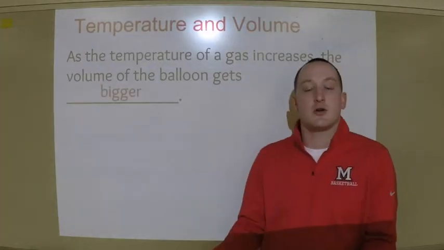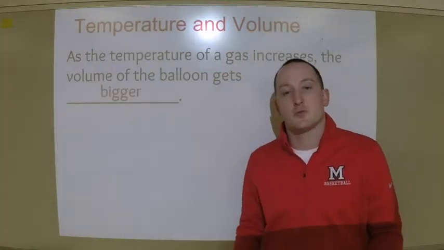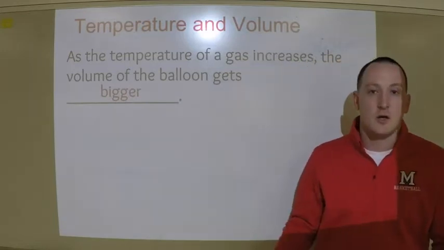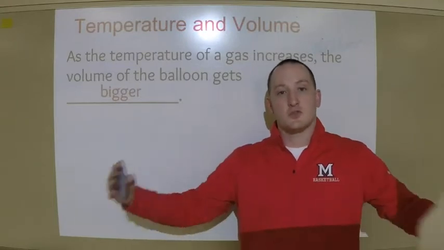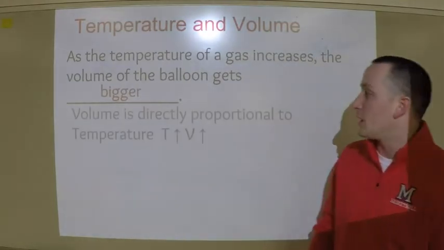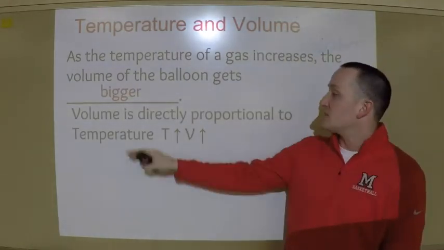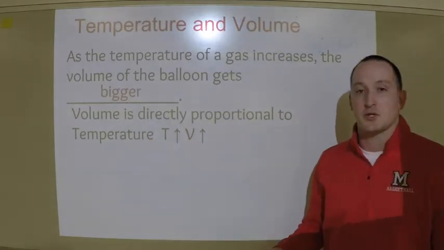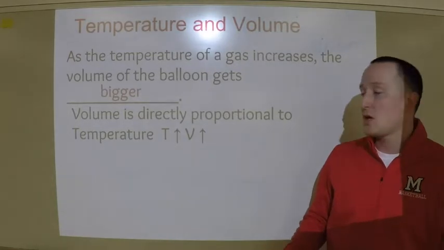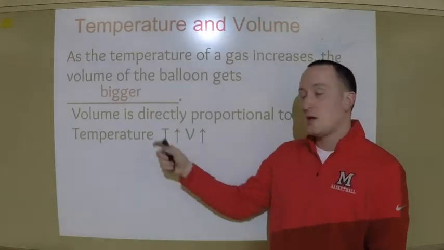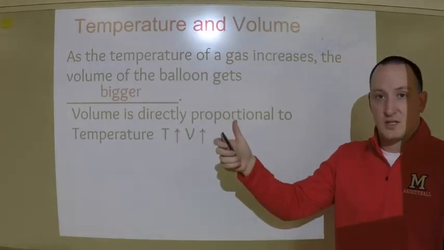Remember, as temperature increases, what happens to those particles? Well, they start to move faster. When particles move faster, they need more space. They start to spread out, which makes our volume bigger. So here's what that means. That means that volume is directly proportional to temperature. Directly proportional means when one thing goes up, the other goes up. So since temperature is increasing, that's going to make my volume want to increase.